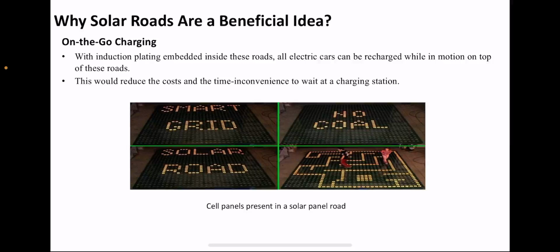Why solar roads are a beneficial idea? Because they offer on-the-go charging. With induction plating embedded inside these roads, all electric vehicles can be charged while in motion on top of these roads. This would reduce the cost and time inconvenience of waiting at a charging station.